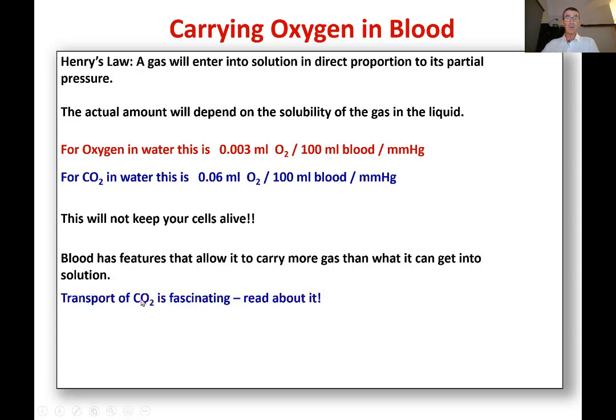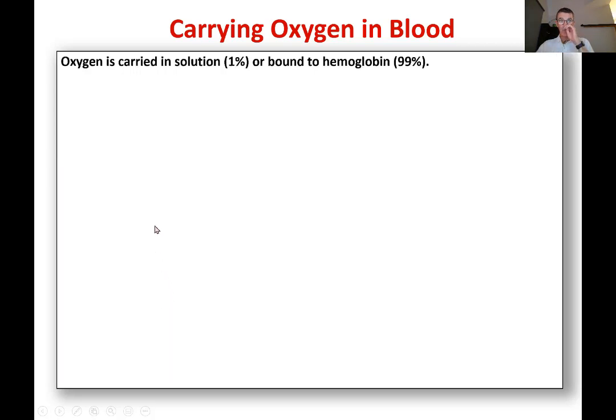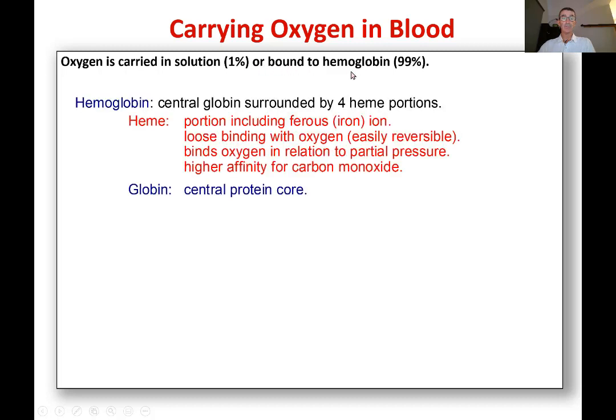The transport of carbon dioxide is fascinating. I encourage you to read about carbon dioxide transport in blood. But today we're just going to focus on oxygen. So oxygen is carried in blood in solution, but only about 1%, a little bit less than 1%. The rest of it is bound to hemoglobin.